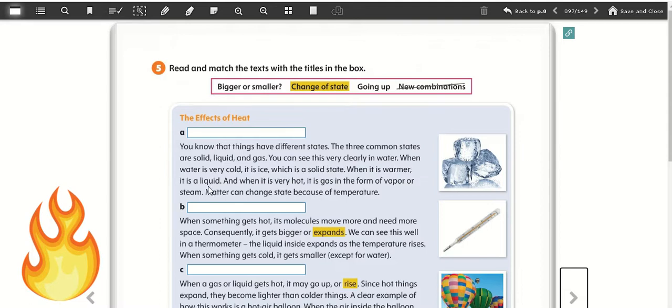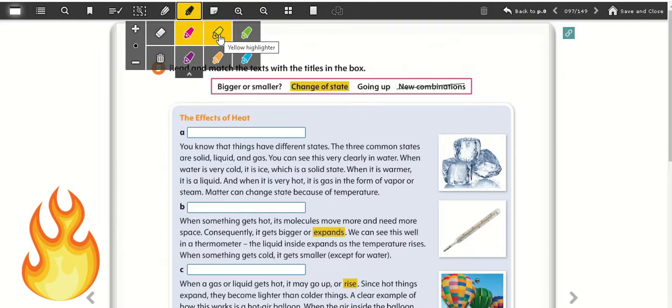You can see this very clear in water. When water is very cold, it's ice, which is solid state. When it's warmer, it's liquid. And when it's very hot, it's gas in the form of vapor or steam. Matter can change state because of temperature. Chicos, please underline this. This is extremely important.